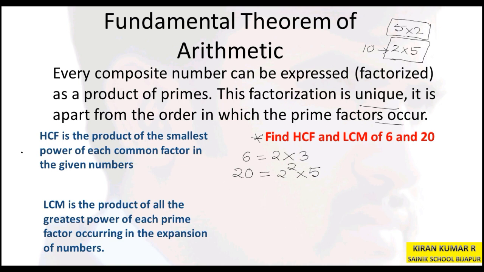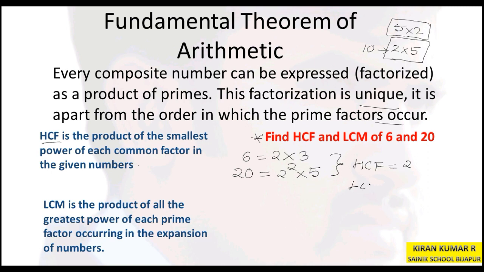Look at the statement here. The highest common factor is the product of the smallest power of each common factor in the given numbers. Among these, to find the highest common factor, we consider the product of the smallest power of each common factor. The common factor is 2 and the least power is 1. Therefore, the highest common factor is 2.